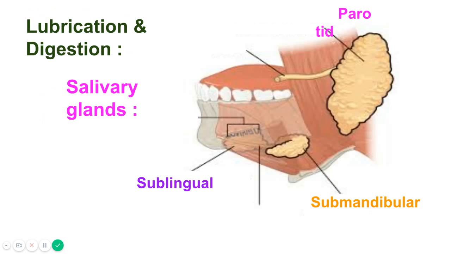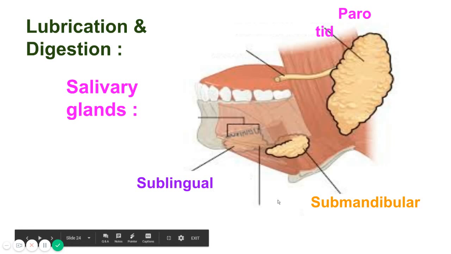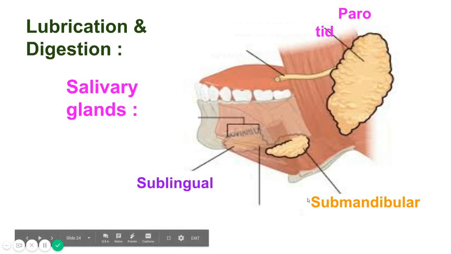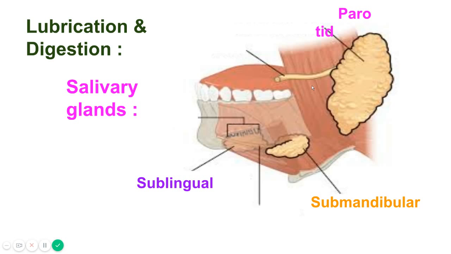Saliva is secreted by three pairs of salivary glands, which are sublingual, submandibular, and parotid. Lingual comes from linguistic, that is language, so it is concerned with the tongue. The sublingual gland is situated below the tongue. Mandible is the jawbone, so the submandibular gland is present behind the jaws, and the parotid glands are present in front of the ear.